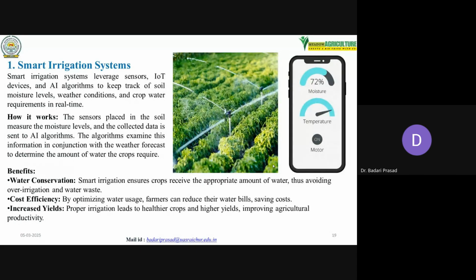So the sensors placed in the soil measure the moisture levels, and the collected data is sent to AI algorithms. These algorithms examine this information in conjunction with the weather forecast to determine the amount of water the crops require. So many a time we have seen the farmer irrigates with all the strain, from morning to evening, he irrigates the crop.